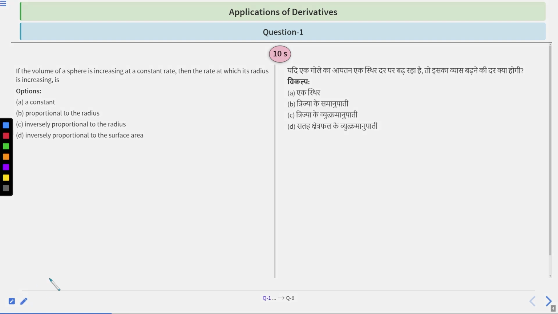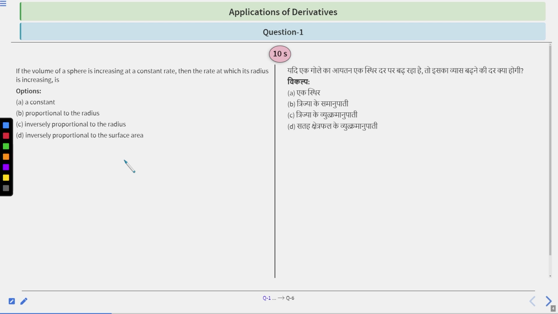So let's start with question number 1. It says, if the volume of a sphere is increasing at a constant rate, then the rate at which its radius is increasing is? Clear? So the hint of this question is C.